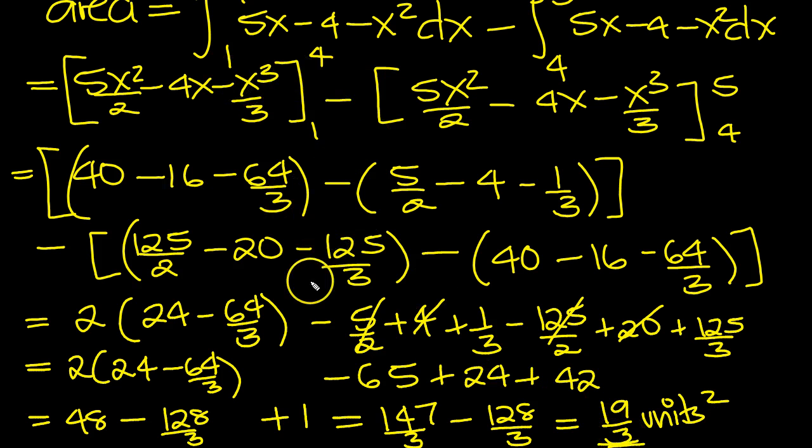And we could tap it in a calculator if we wanted to, but the numbers weren't too bad, were they? So between 4 and 1, and we did that here, minus, and between 5 and 4, then we had a minus the whole object, of course. That made that into 2 lots of. That was 24 minus 64 over 3. And then we just tidied all this up by running the minus through here with these terms, and running the minus through here with these terms. And then they worked out conveniently to 19 over 3 units squared.